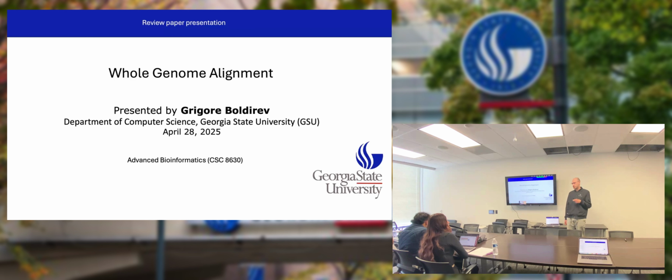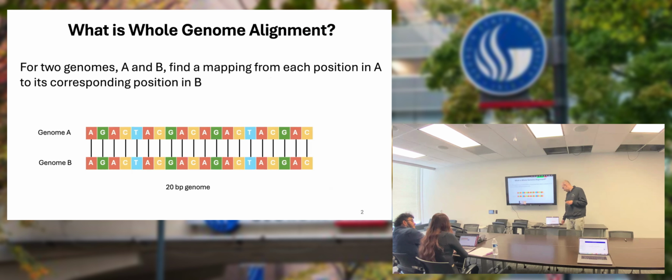Hello, my name is Grigore. I am a second-year PhD student in bioinformatics, and my review paper is on whole genome alignment. What is whole genome alignment? So it's when we have two genomes, A and B, and we need to find a mapping from each position in A to its corresponding position in B.